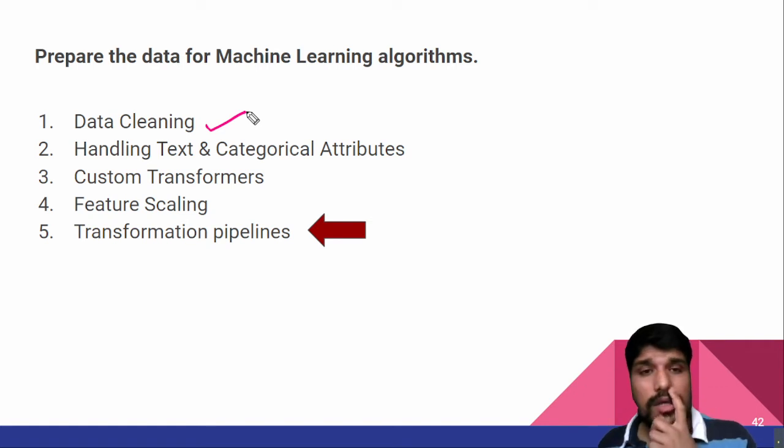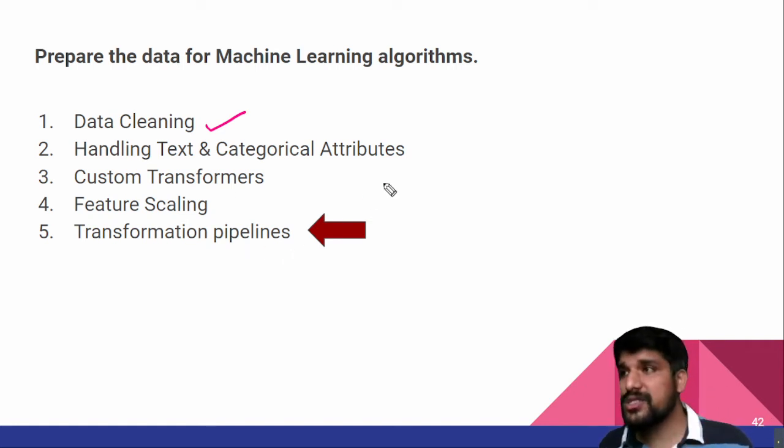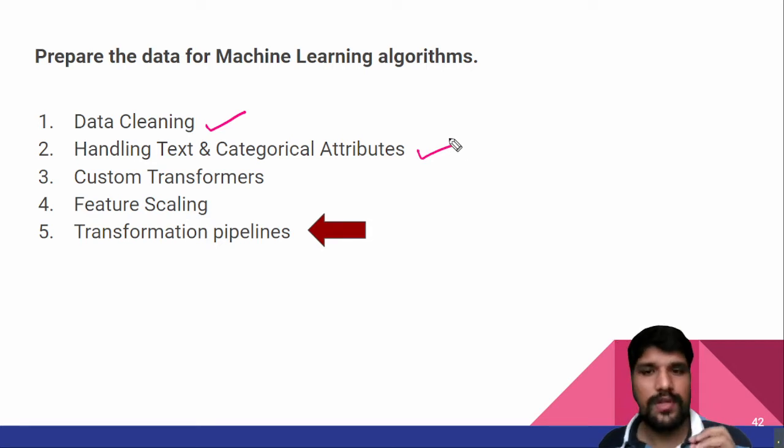Then we saw how to handle the text and the categorical attributes, right? So as we know that machine learning algorithms only deal with numerical data, it is very important that if we have any text data or any categorical data, it needs to be converted into numerical.